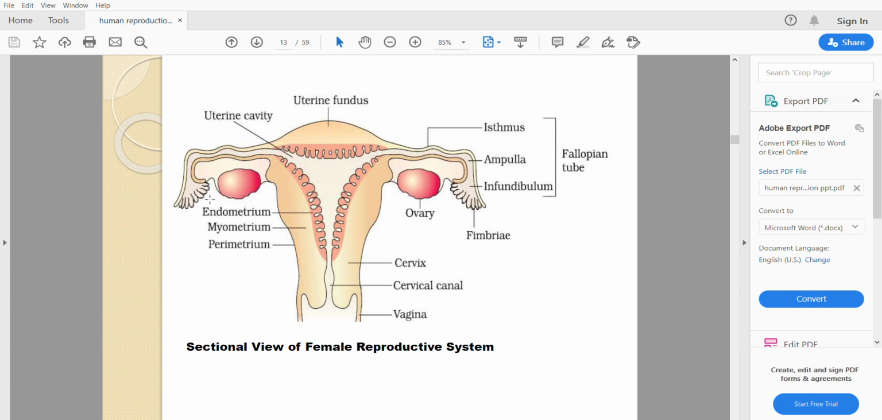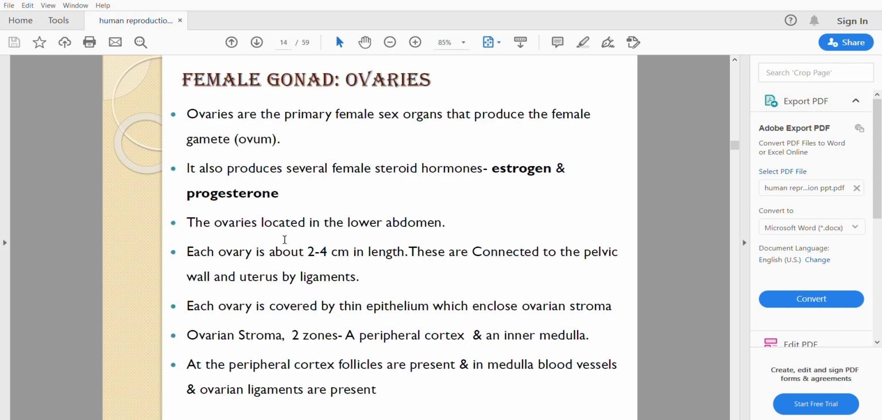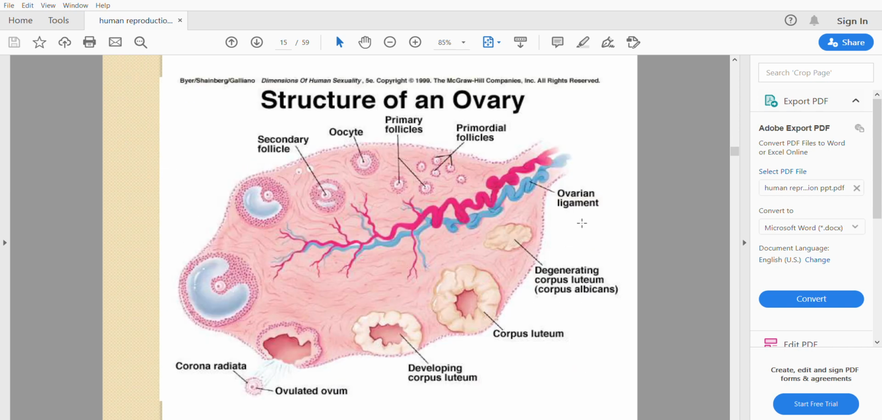This is the pelvic wall on one side, and on the other it is connected with the uterus by ligaments. So on both sides it is connected, and then each ovary is covered by a thin epithelium, that is called the ovarian stroma.